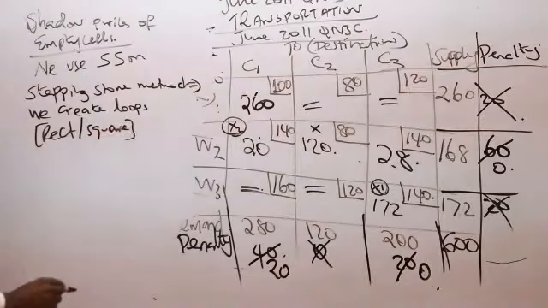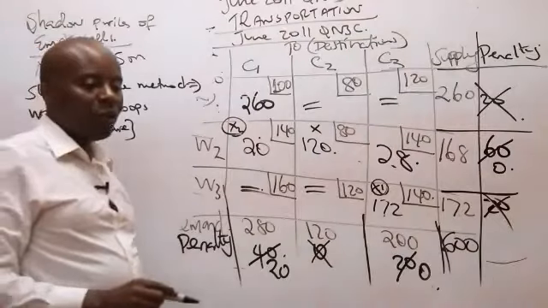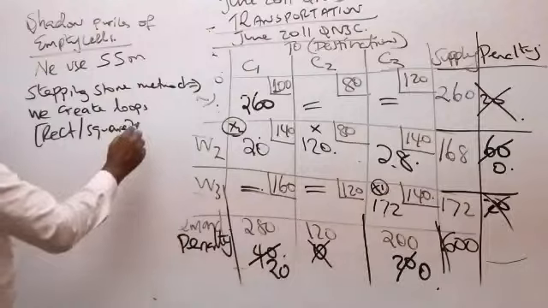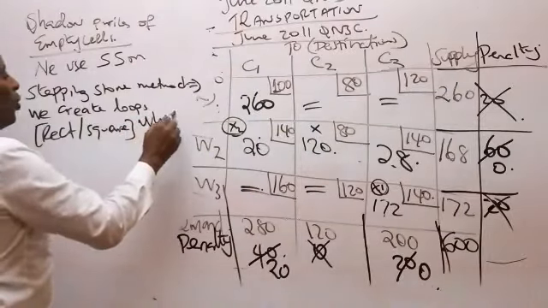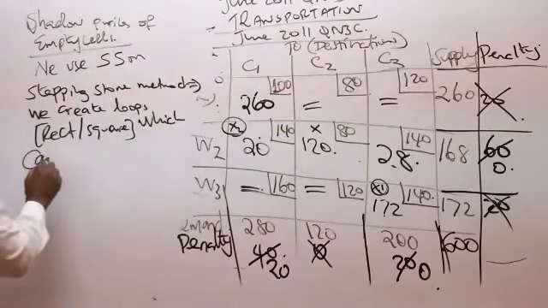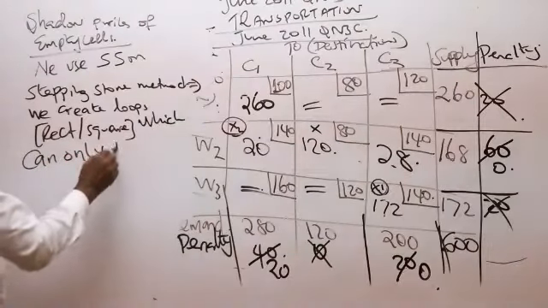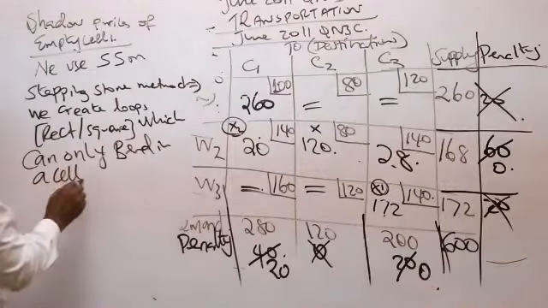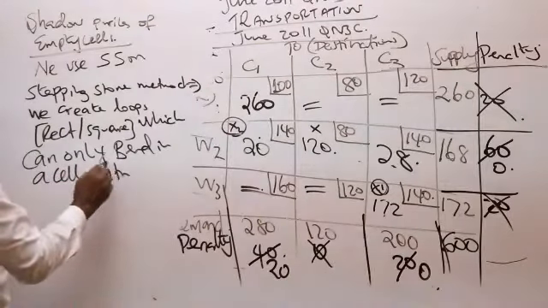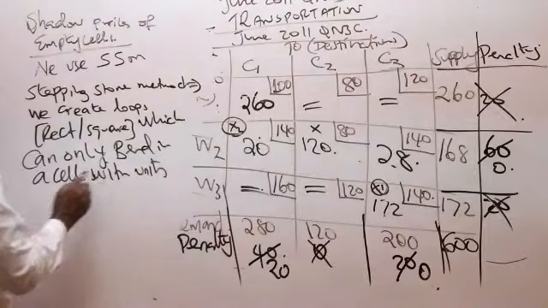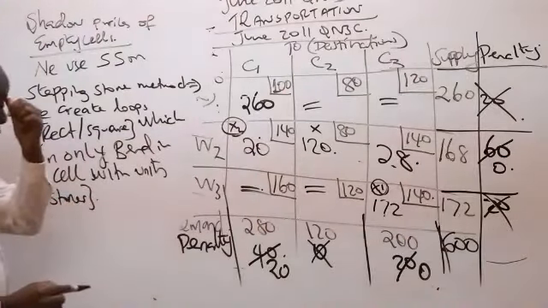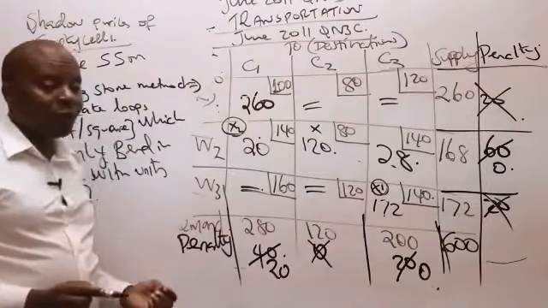Rectangular or square. So we create loops which are rectangular or square, which can only bend in a cell with units. A cell with units is what we are calling the stones.